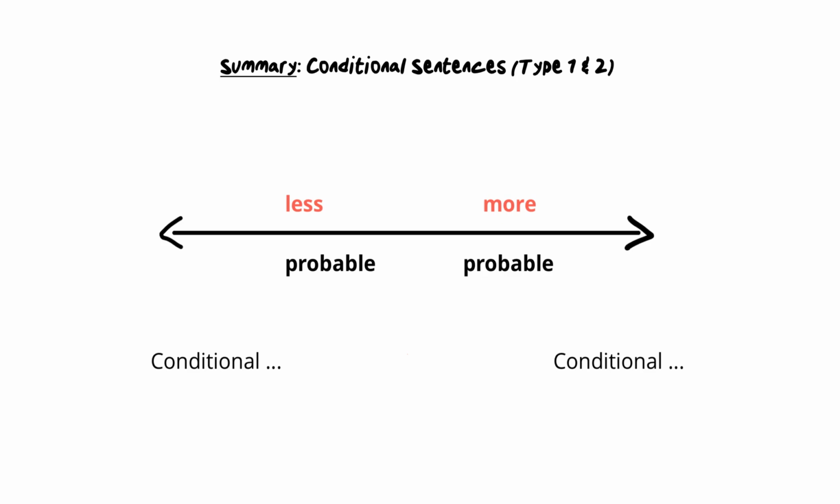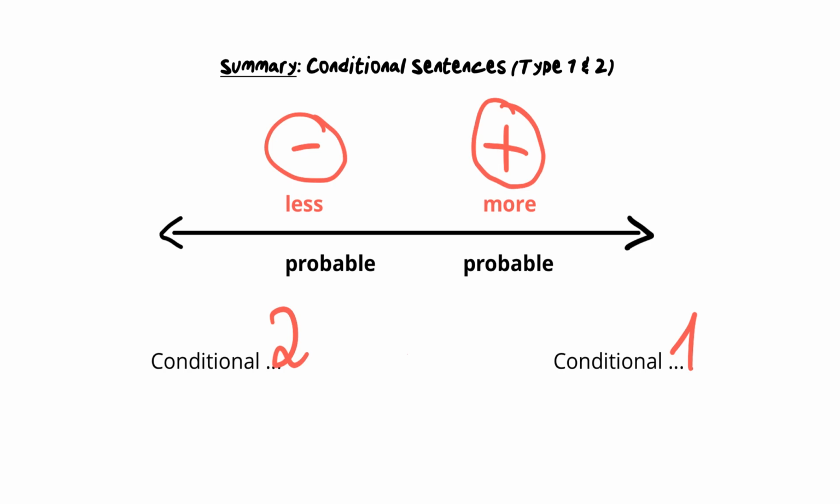Conditional sentences type 1 are more probable to happen. This means that the speaker thinks that there is a good chance that these things will happen. Conditional sentences type 2, however, are less probable to happen or even impossible to occur. The speaker thinks that the situation or actions described in the conditional sentence are very unlikely to happen.